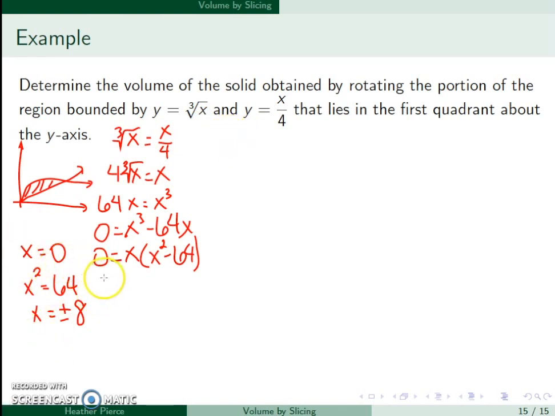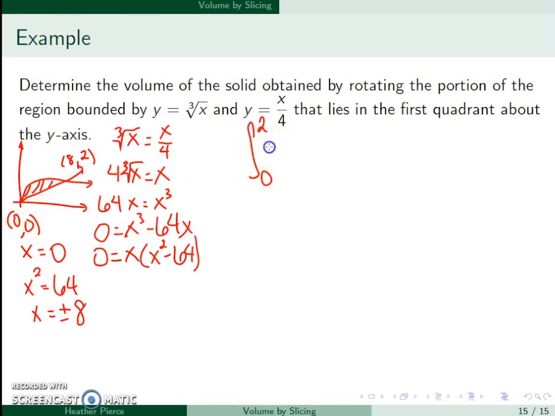So now we have the x values. However, when we do our integration, we need y values. So if x is 0, we can see that y is 0. And if x is 8, we can see that y is 2. So we'll integrate between 0 and 2, since our actual intersection points are (0, 0) and (8, 2).